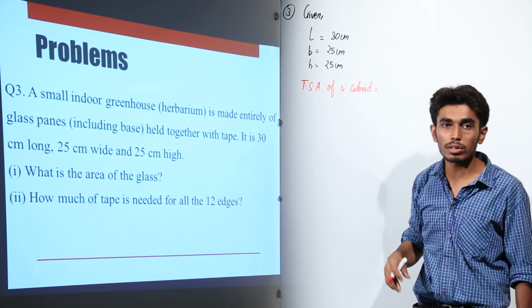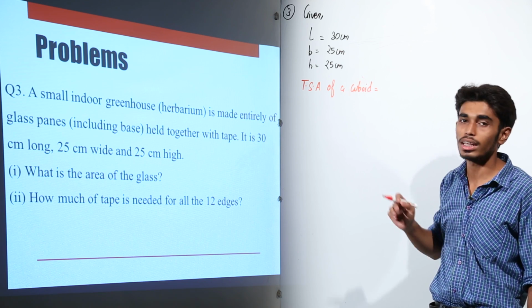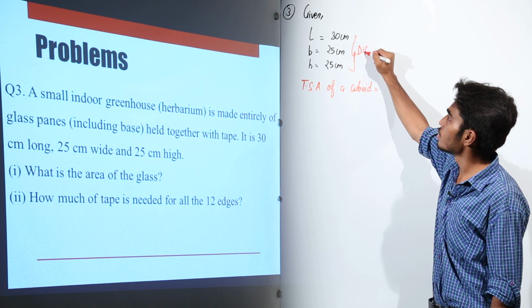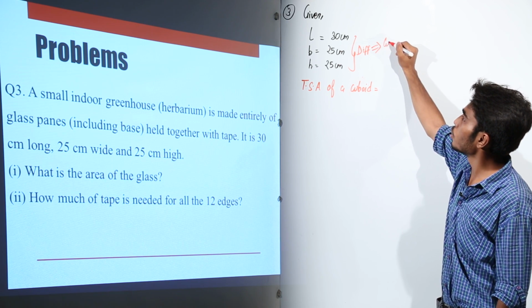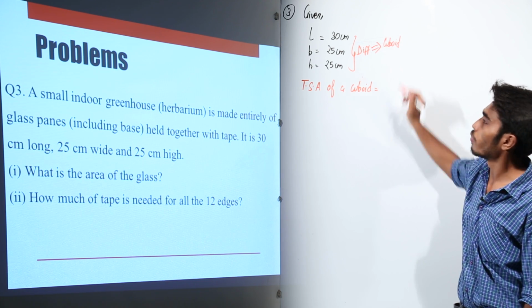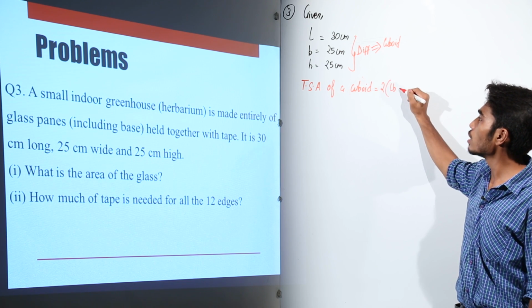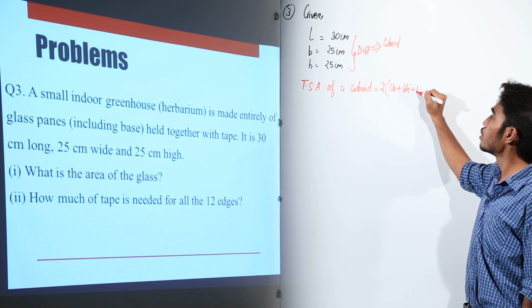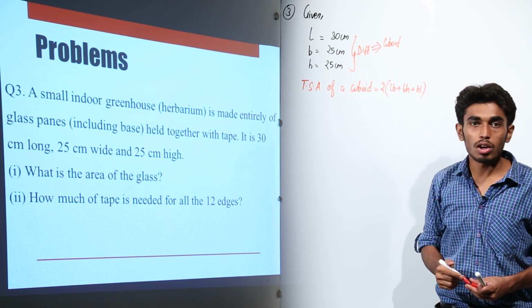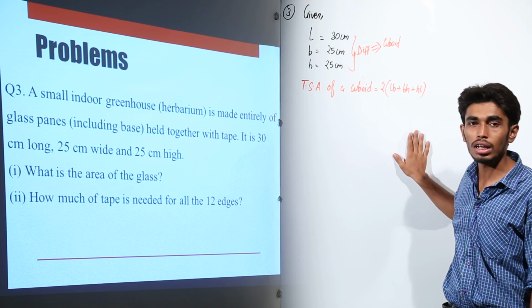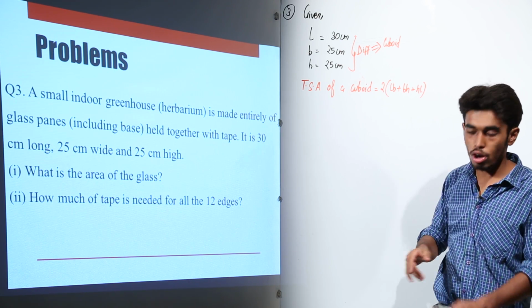Now why a cuboid? Because all the dimensions, length, breadth and height, are different. So this implies it is a cuboid and not a cube. So we need to apply the formula for cuboid, that is twice of LB plus BH plus HL. Now what we need to do is just substitute the values of L, B and H in this formula to get the total surface area of the cuboid.